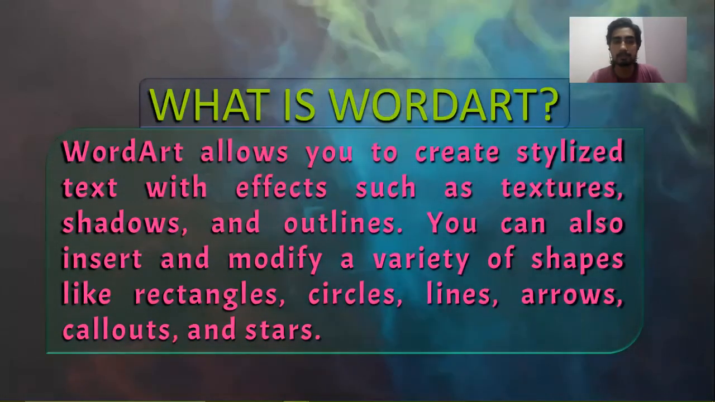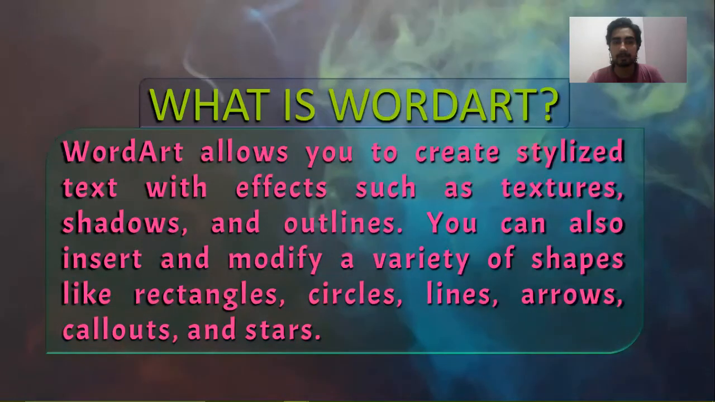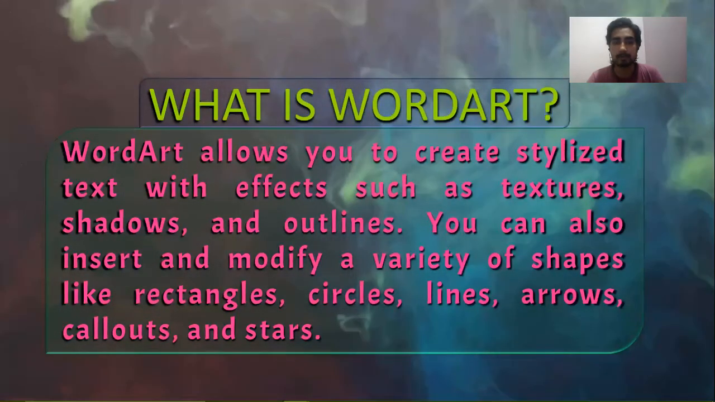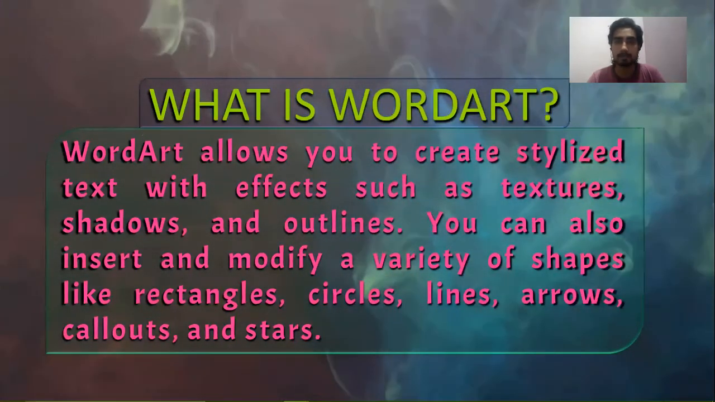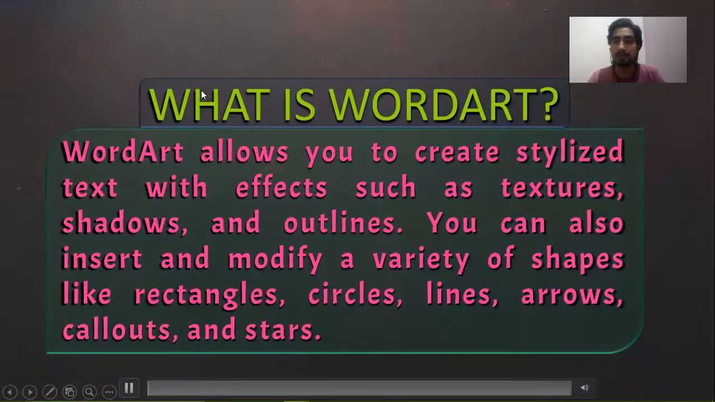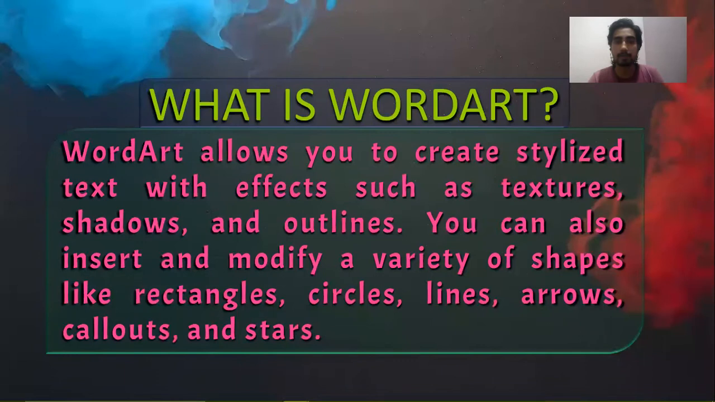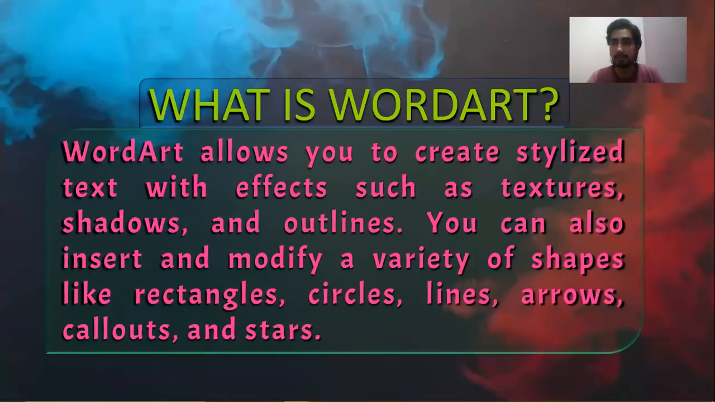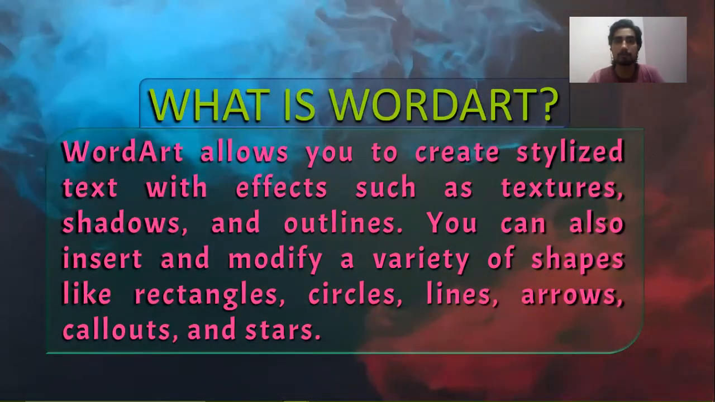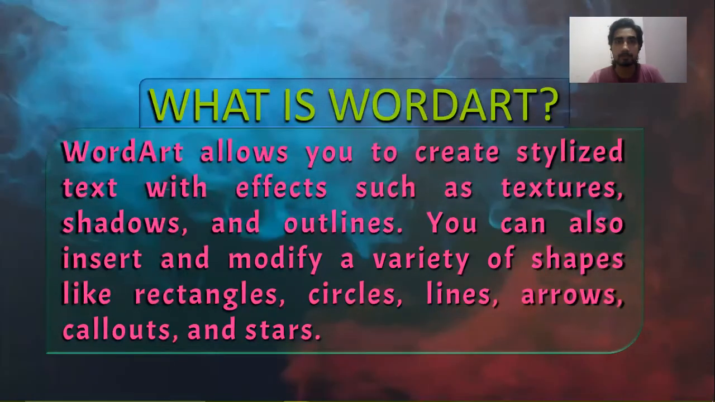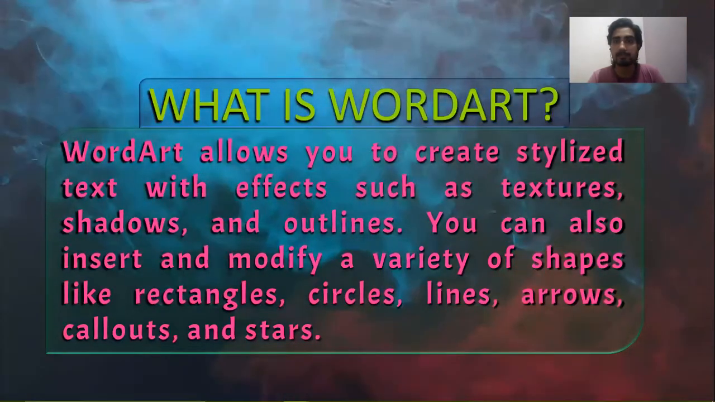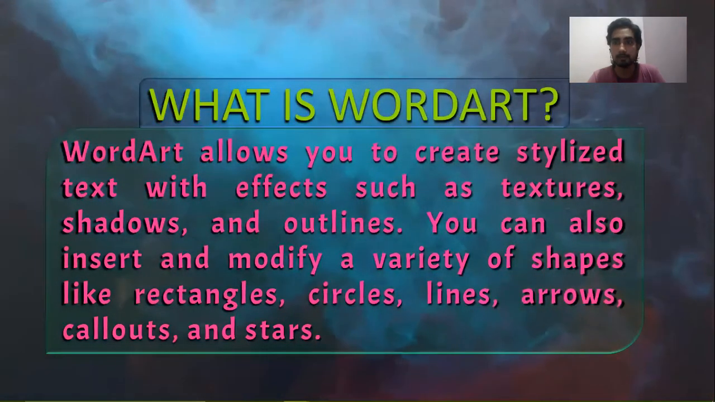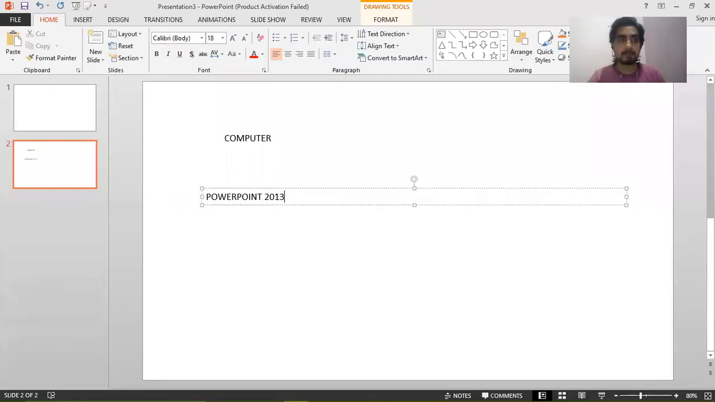You can also insert and modify a variety of shapes like rectangles, circles, lines, arrows, callouts, and stars. So you can even use the text box for drawing the word art, or you can even use some of the pre-designed word art which is already provided to you by Microsoft. So let's see the steps which we need to follow for using the word art. So now let's see what is word art.